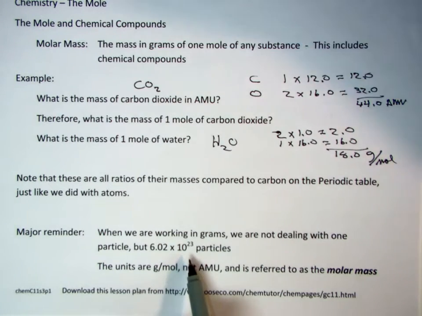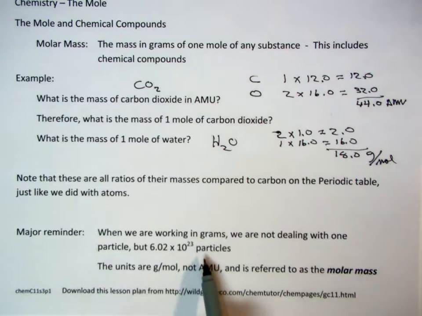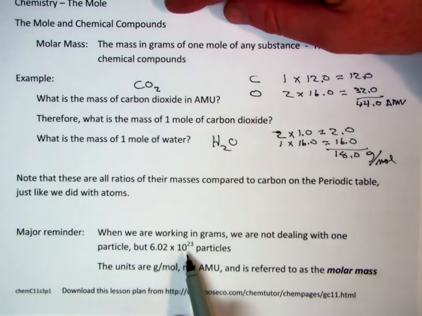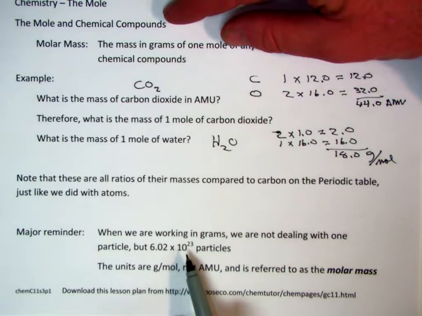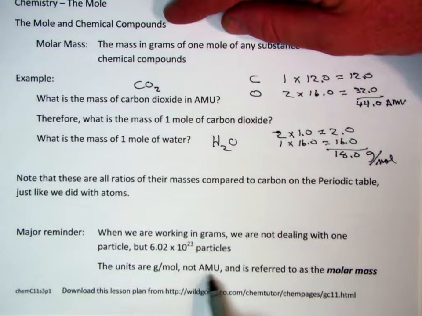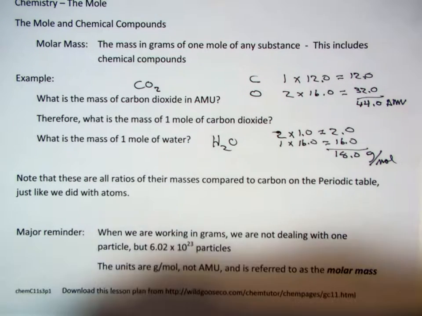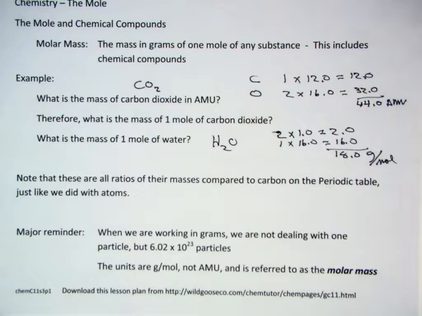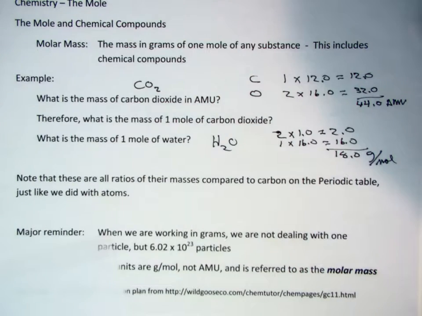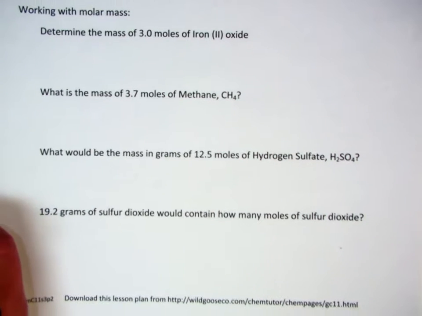We refer to these as representative particles, so we can talk about atoms and ions and molecules and formula units. So we just use the term particles. The units, grams per mole, not amu, referred to as the molar mass. Those are a couple little hints that you've got to just keep in mind. If we want to calculate the mass in grams of a simple atom, we can do that a little bit later on. Excuse me, we're not going to do it during this video.